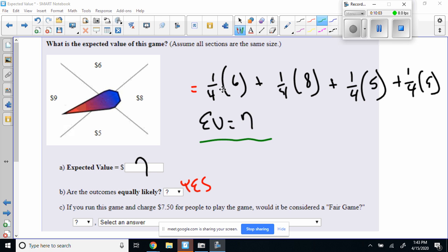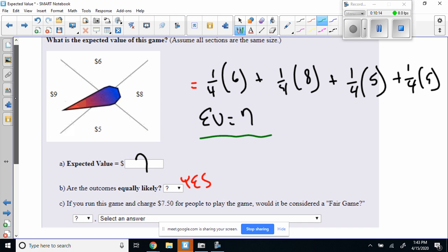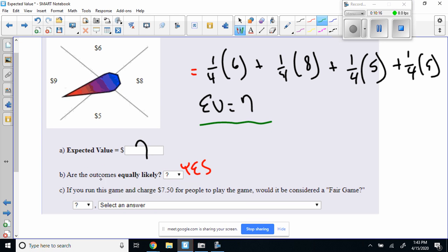Okay. Any questions about how I set up this? It's probability times the value, probability times value, probability times value, and so forth, right? Summation of those. So, are the outcomes equally likely? Yeah. Each one of these has the same probability, right? Because it only showed up one time out of 4 choices, right? Hence why we did probability before we started all this.